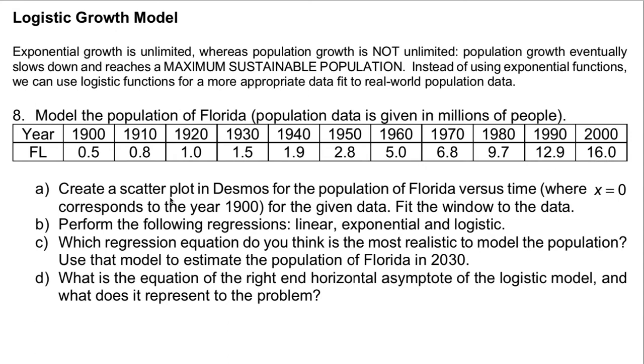We're going to create a scatter plot in Desmos for the population of Florida versus time, and we are going to take time equal to 0 to correspond to the year 1900. So we're not going to take the year x equal to 1900. We're going to make an x value correspond to 0 and then 10, 20, and so on for the years from 1900 to 2000. So let's go to Desmos.